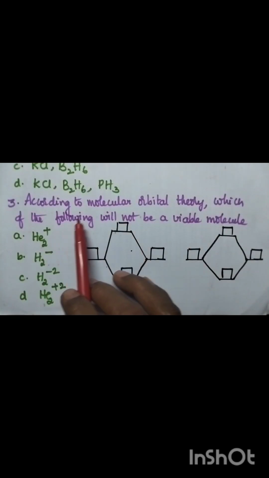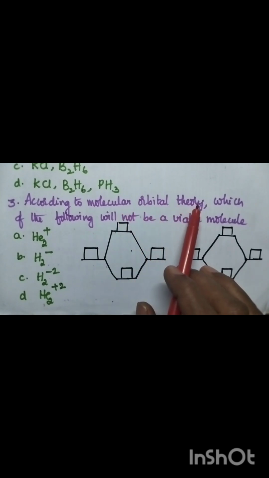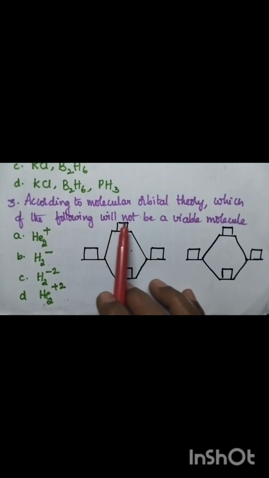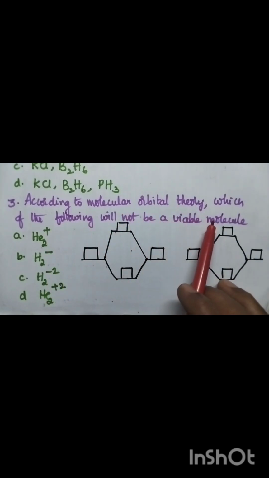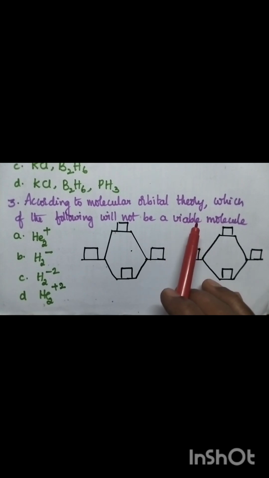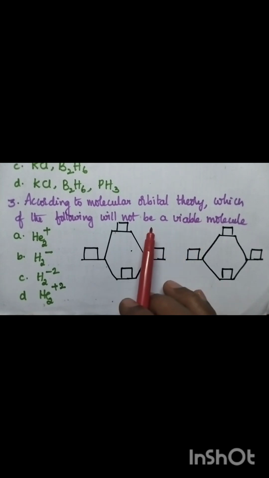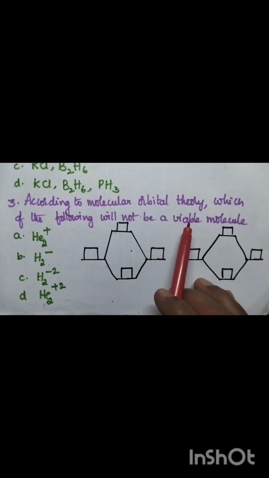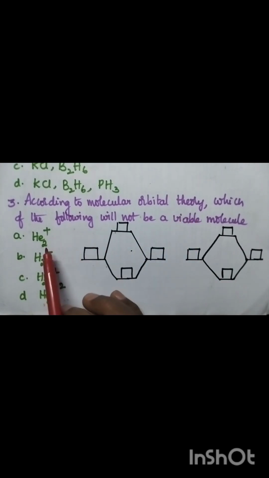Moving to the third question, according to molecular orbital theory, which of the following will not be a viable molecule? Viable molecule means stable molecule. Not a viable molecule means that the molecule will not exist. Coming to the options, A, He2+, B, H2-, C, H2 2-, and D, He2 2+. Pause the video and try to answer the question.